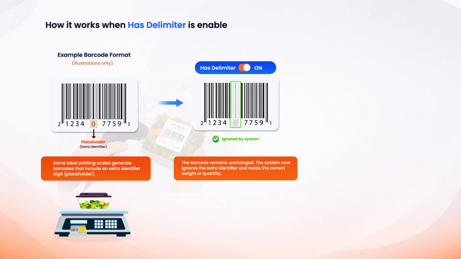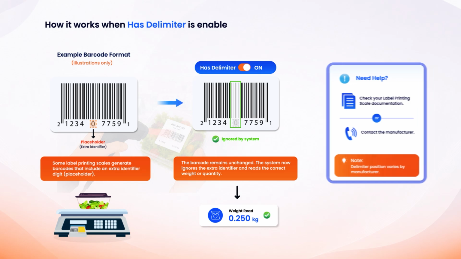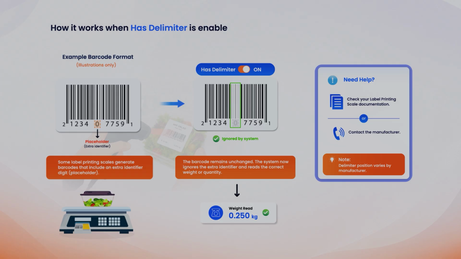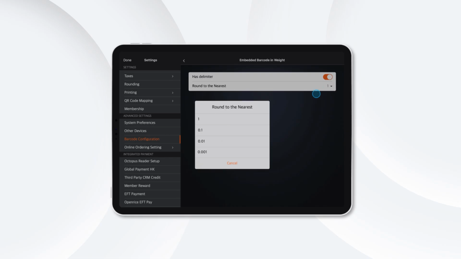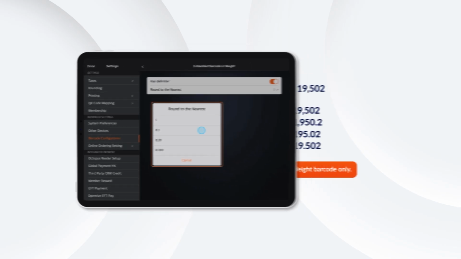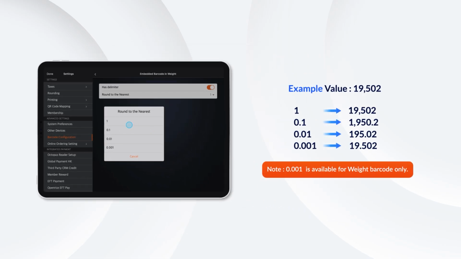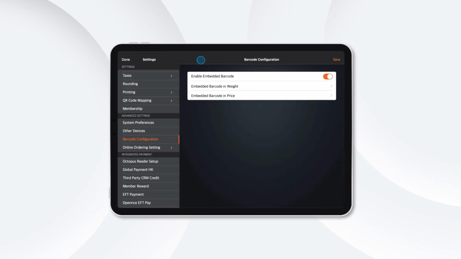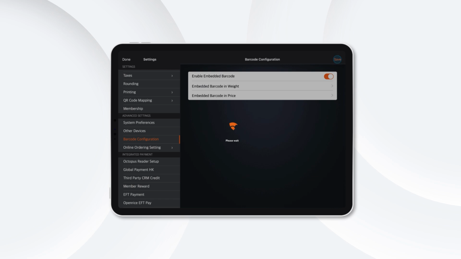This tells the system to disregard the first placeholder value when reading the weight or quantity. Refer to the label printing scale's settings or contact the manufacturer to confirm if delimiters are being used when generating barcodes. Next, choose the applicable rounding method to determine how the system handles decimal placements. Once finished, tap back to return to the previous screen and save your changes.